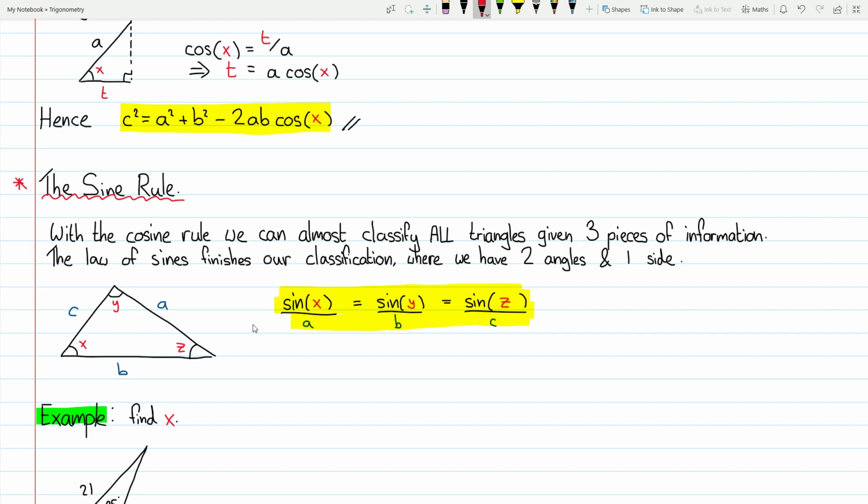Notice that if we know two angles, then we know the other angle, right? Because the sum of the angles is equal to 180. So 180 equals x plus y plus z. But suppose we don't know z. Well, we know what x and y are, right? We can just subtract those from both sides. We know what this right-hand side equals, so we know what z is. Okay?